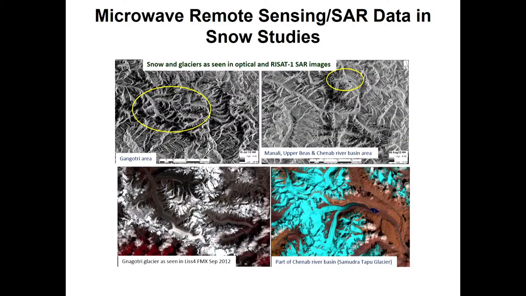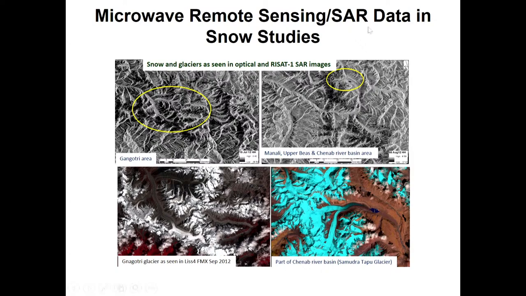For these snow physical parameter retrievals, we require microwave data, and specifically we use synthetic aperture radar data. All of you know that synthetic aperture radar data is active microwave data. Why are we using active microwave data? Because of its advantages such as spatial resolution. The spatial resolution of SAR data is much better than passive microwave data.